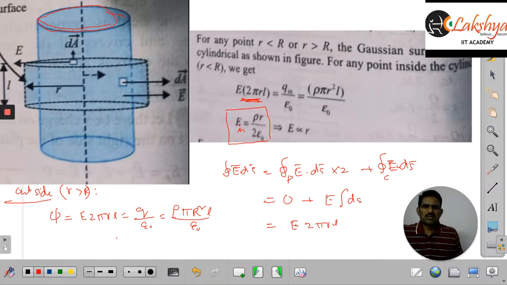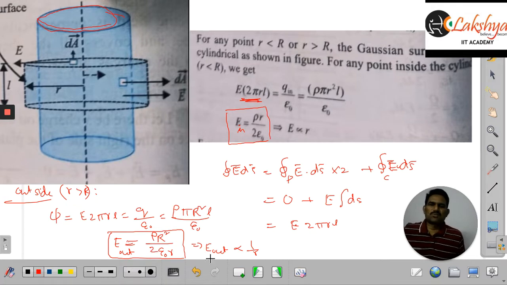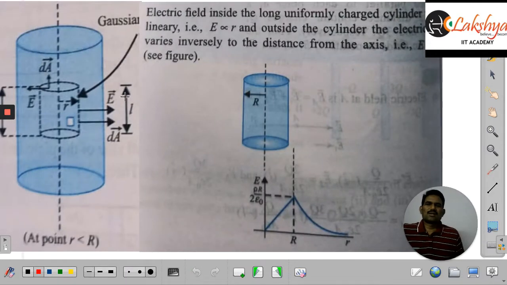Therefore you can write this expression as E is equal to, cancelling pi and L, rho into R square by 2 epsilon naught r. That means outside it is inversely proportional to r, so the electric field outside is inversely proportional to r. This is the outside expression and that is the inside expression. Inside it is directly proportional, and outside it is rho into R square by 2 epsilon naught r. So that is the electric field inside and outside due to a cylindrical charge distribution.